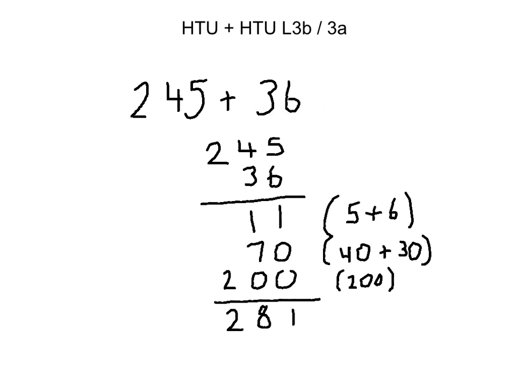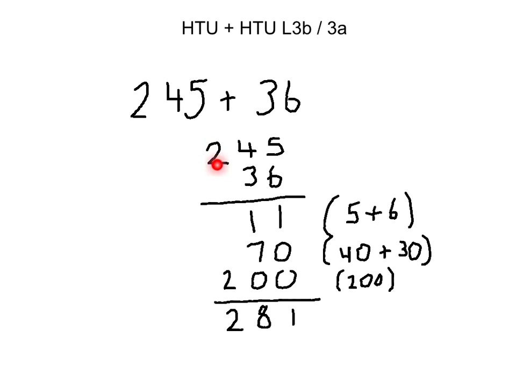245 add 36, and if you remember from the previous session, we line the units up, we line the tens up, and we line the hundreds up, and then we start from the least significant digit, which is the units. 5 add 6 equaled 11, and we wrote the question 5 add 6 beside just to remind us. We then moved to the tens, which was 40 add 30, and that gave us 70, and then we wrote the question there, 40 add 30.